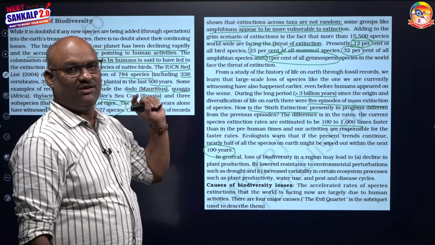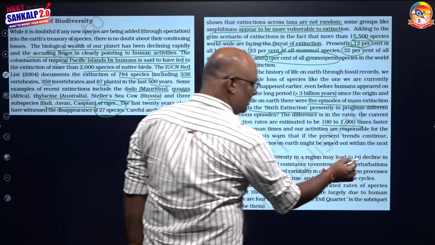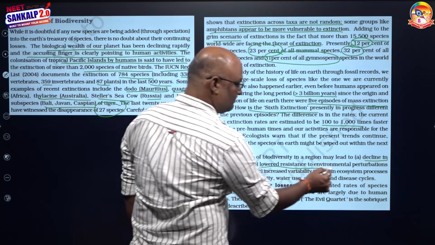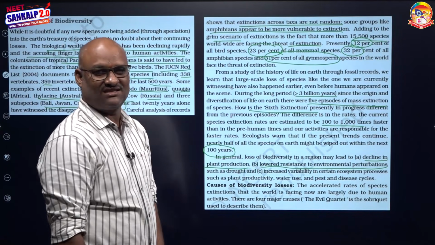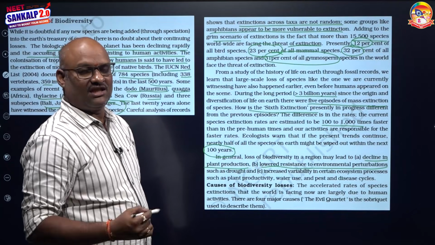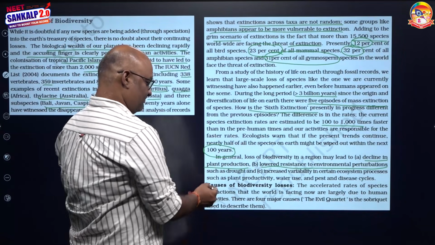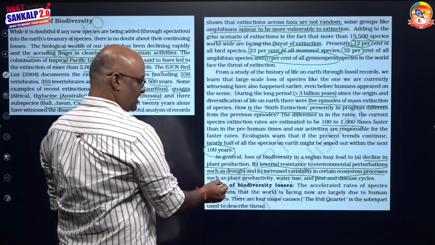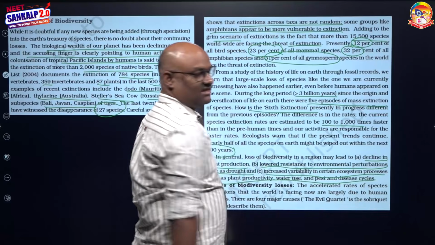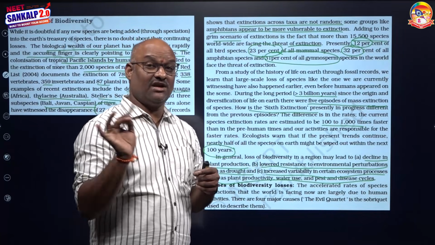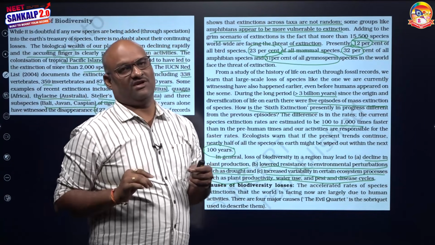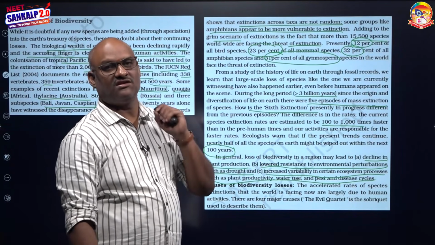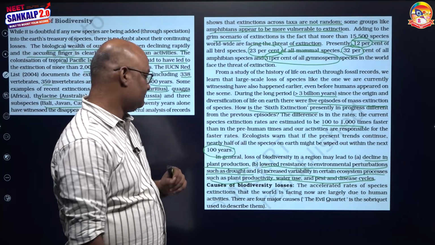What happens if biodiversity is lost? Decline in plant productivity. Plant productivity gradually decreases. Lower resistance to environmental perturbations. If you have environmental disasters like earthquakes, tsunamis and all, the resistance gradually decreases, such as to drought. Increased variability in certain ecosystem processes like productivity, water use, pest and disease cycles. Not increased plant productivity, but increased variation in the plant productivity, water usage, pest cycles and disease cycles. There is a lot of variation because of loss of biodiversity.